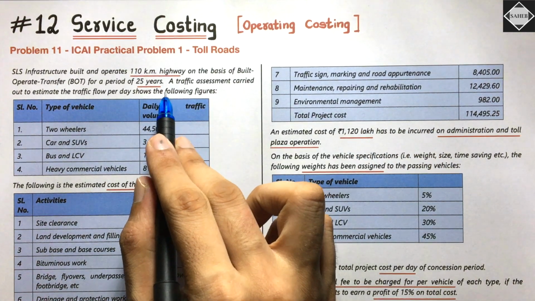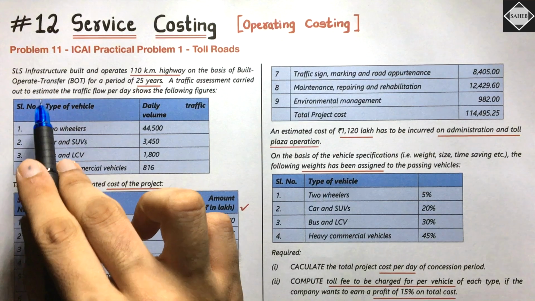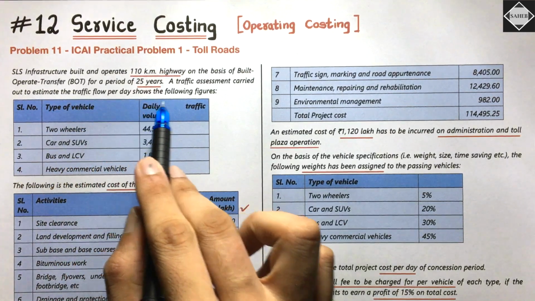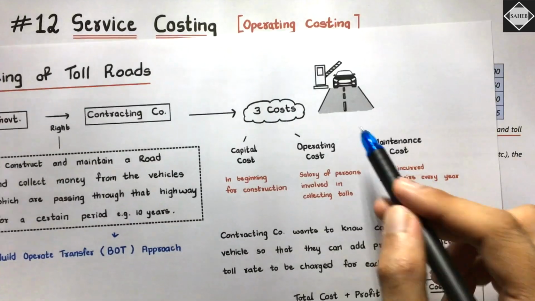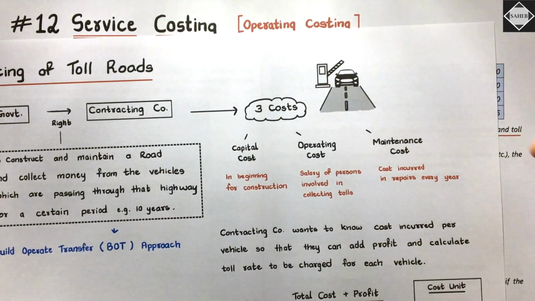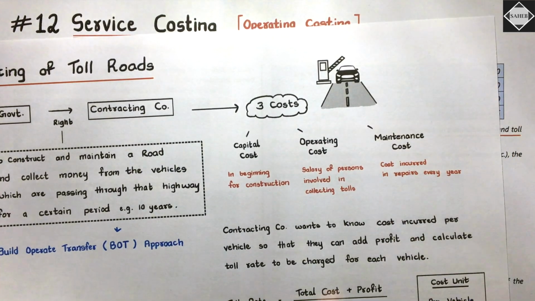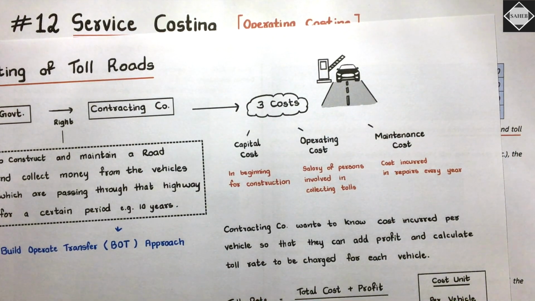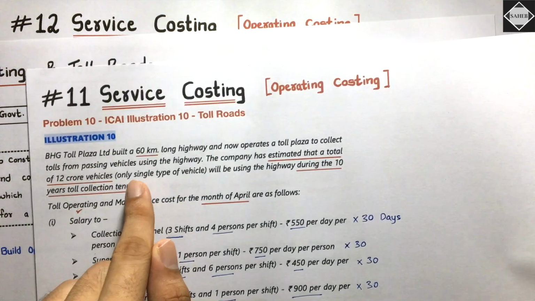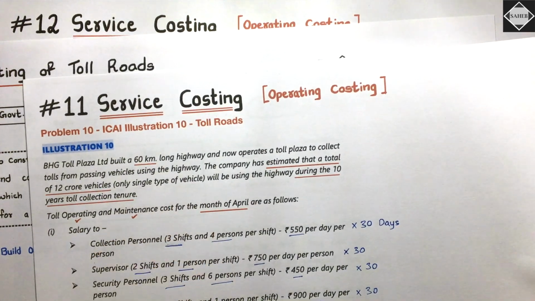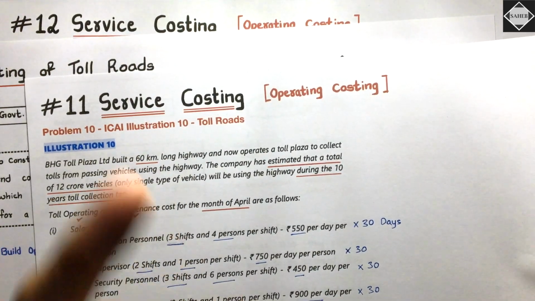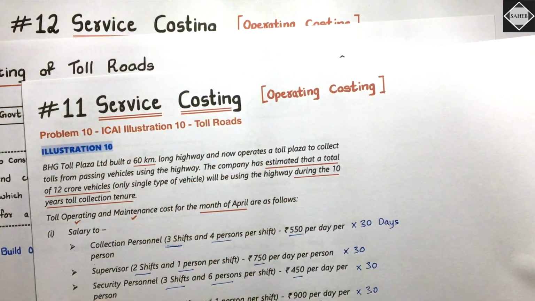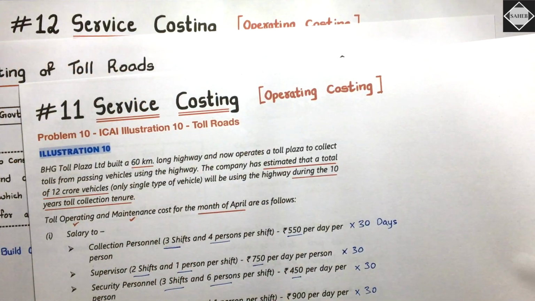Then they are saying a traffic assessment carried out to estimate the traffic flow per day shows the following figures. Now what are we trying to do over here? We are building a toll plaza, right? So on this highway many vehicles will pass. In the previous question, the 10th problem, they said only a single type of vehicle will pass, that means only cars, for example. But that doesn't happen in practical life. In practical life there are cars, two-wheelers, trucks, different types of trucks. So many different types of vehicles will pass.